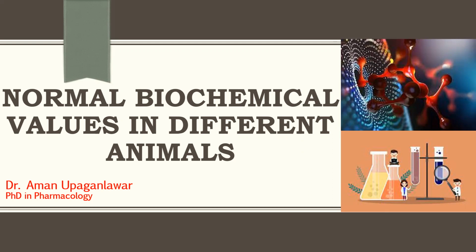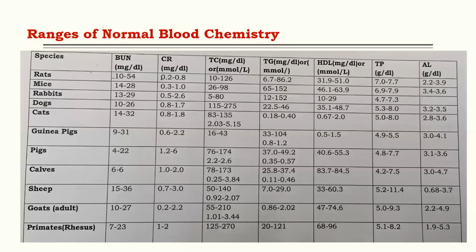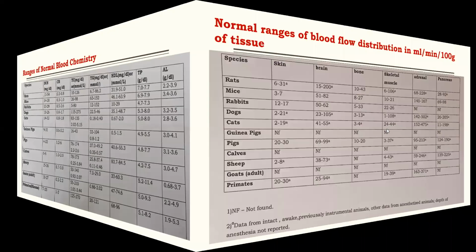Let's see. These are the ranges of normal blood chemistry. Under that, BUN, creatinine, triglyceride, total cholesterol, high density lipoprotein. All these things are given here, and these are the values for rats, mice, rabbits, dogs, cats, guinea pigs, pigs, sheep, goats, and primates.